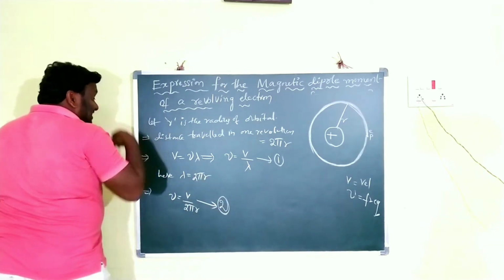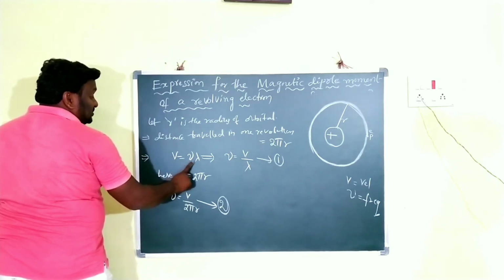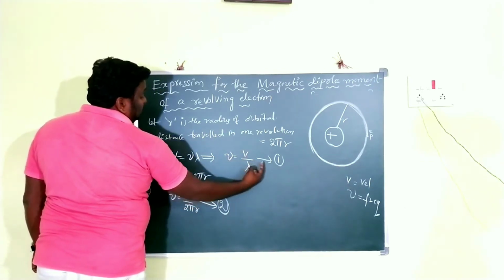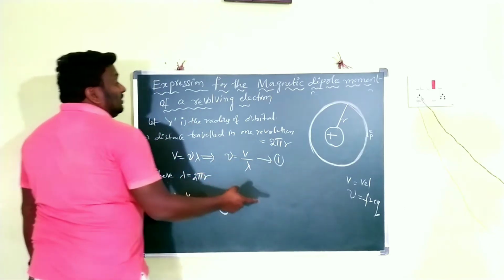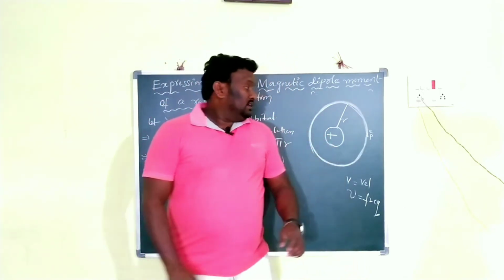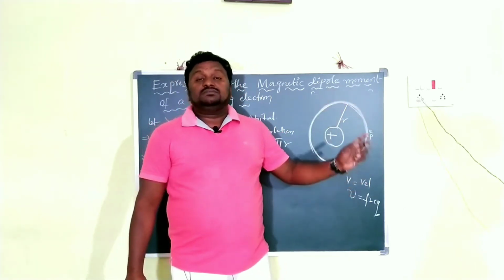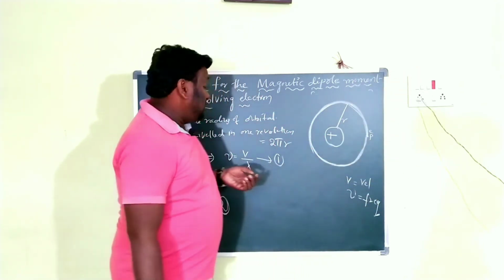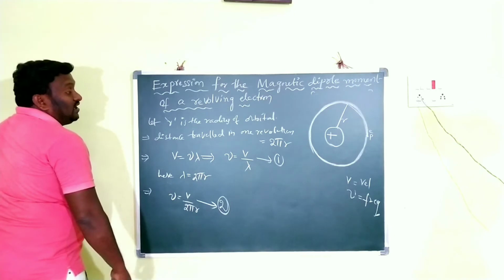Children, this is the general expression we know: v is equal to nu lambda, where v is velocity, nu is frequency and lambda is wavelength. From this we can write nu is equal to v by lambda, taken as equation number 1. Wavelength is the distance traveled by the wave. Here the electron moves along a circular path, so the distance traveled by the electron, 2 pi r, is the wavelength. That's why lambda is equal to 2 pi r, and nu is equal to v by 2 pi r.